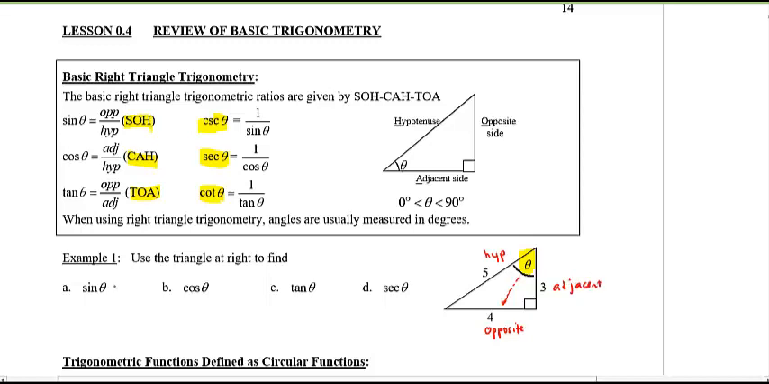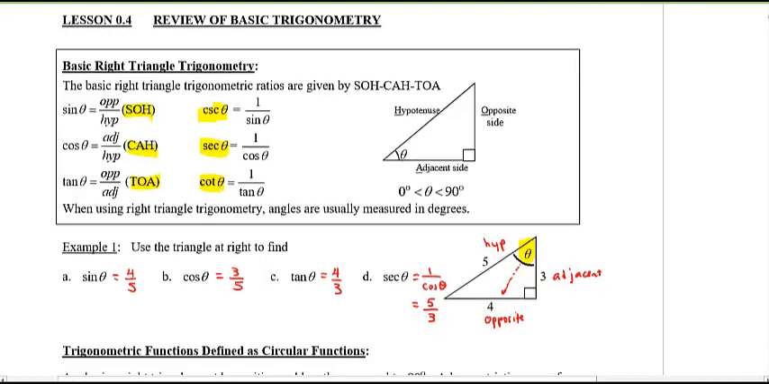I'm ready to go. Sine theta, then, is opposite over hypotenuse, 4/5. Cosine theta, adjacent over hypotenuse, 3/5. Tangent theta, 4/3. Secant theta, secant is the same thing as, once again, 1 over cosine. Cosine is 3/5, so 1 over cosine is just 5/3. Cool. That was like way back, right? And then we did more trig stuff.